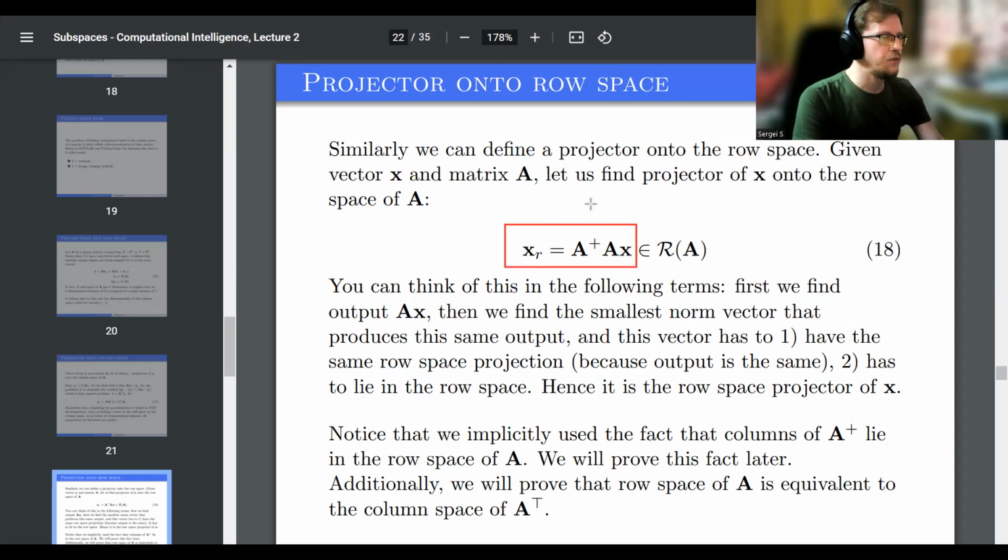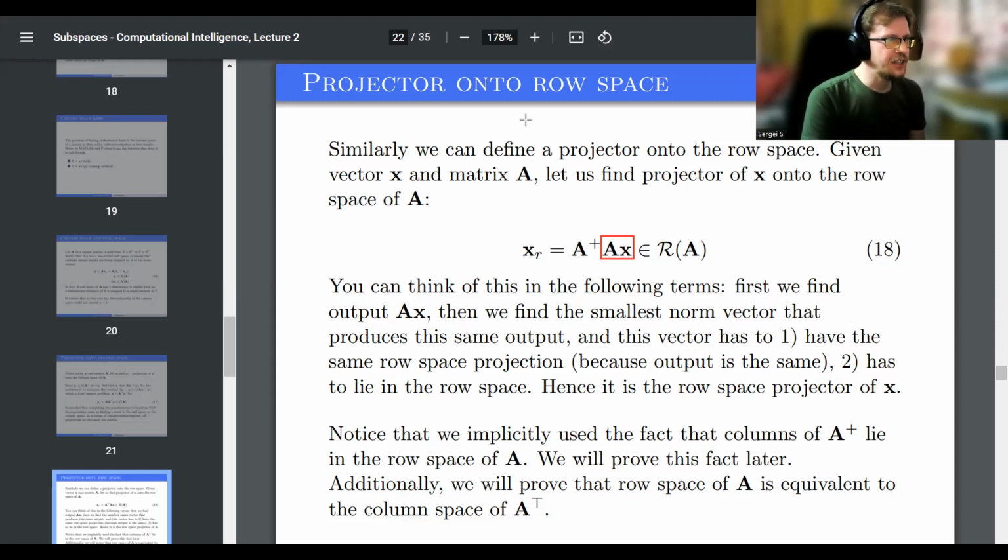How can you reason about it? How do you justify this? Well, I'm not going to give you a derivation. I'm just going to give you some intuition about it. First, this multiplication gives us the output of AX. So we just plug X into A, and we get the output, some kind of Y.